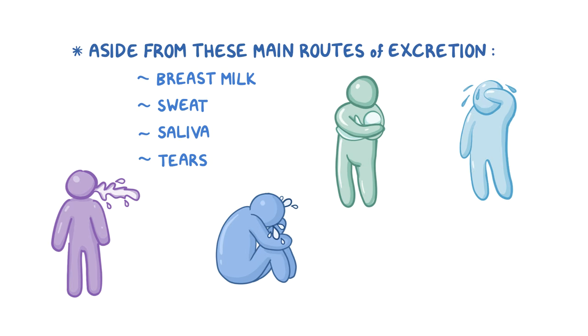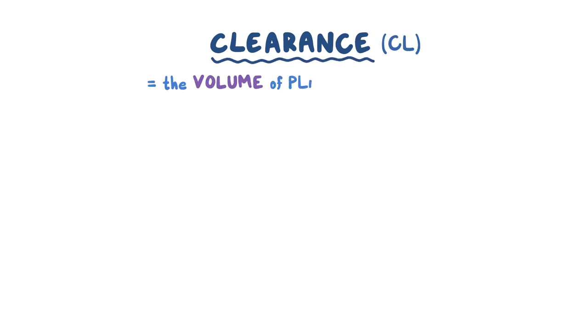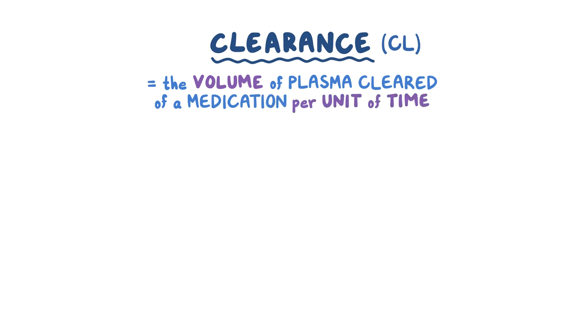Okay, now that we understand excretion, let's look at clearance. The term clearance of a medication, abbreviated as CL, refers to the volume of plasma cleared of a medication per unit of time. Total body clearance, or CL total for short, is actually a sum of the various clearance routes.